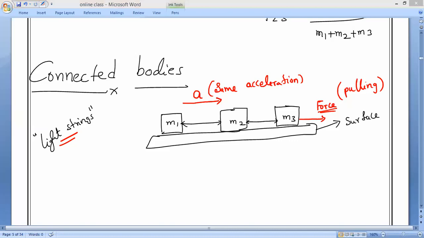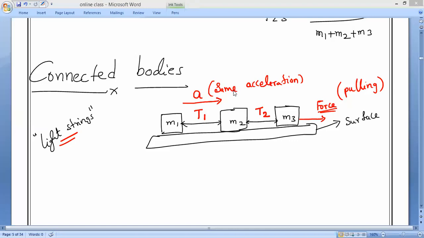Now, let me consider the strings. The first body is connected with string T1, and the second body is connected with T2. So the first body and second body are connected with T1, and the second body and third body are connected with T2. Now you can notice it.